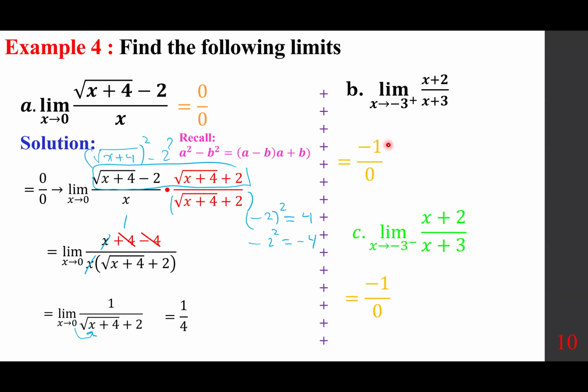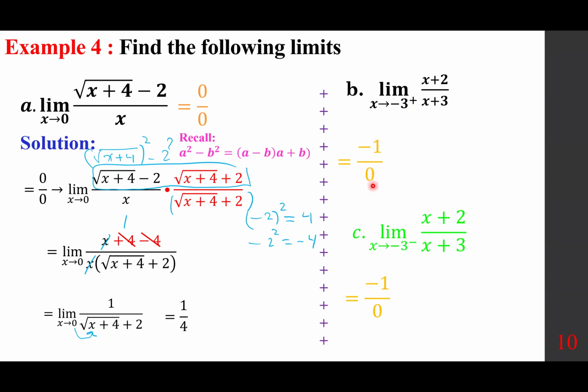The numerator in both cases makes no difference. It's very close to negative 1. Please understand. Negative 3 from the right or left when added to 2, it's very close to negative 1. Now, because this is from the right, this is like negative 0.9999, and this is from the left, so it's negative 1.0001.